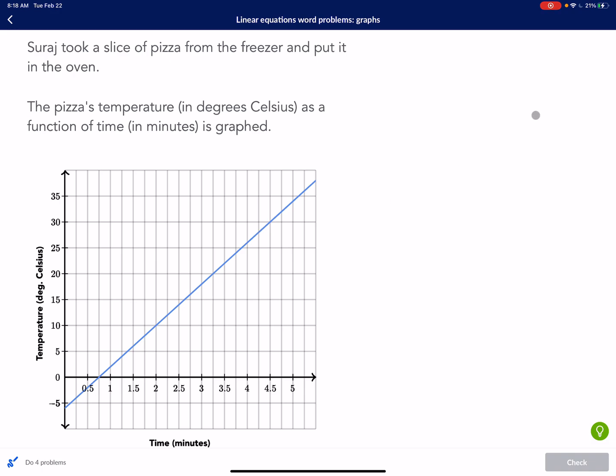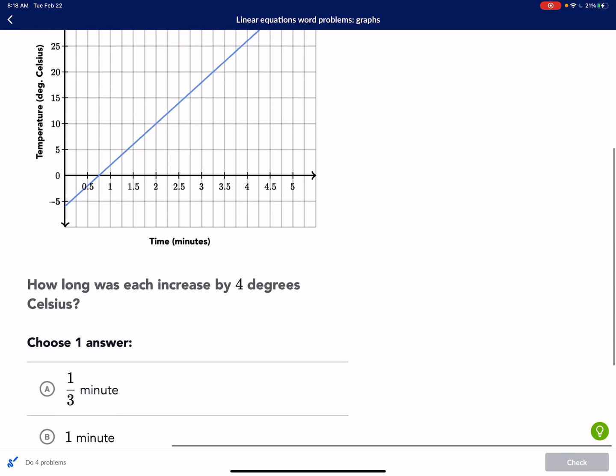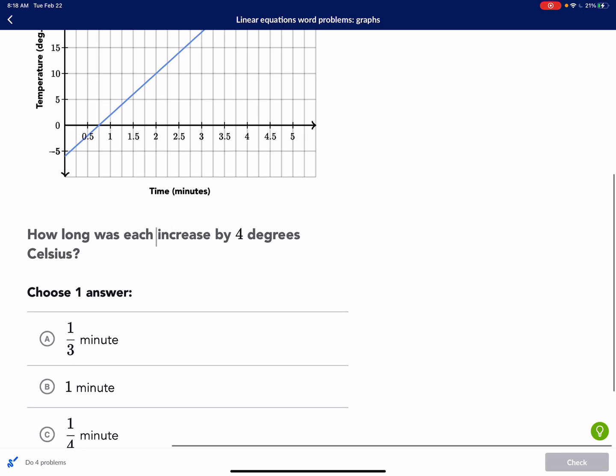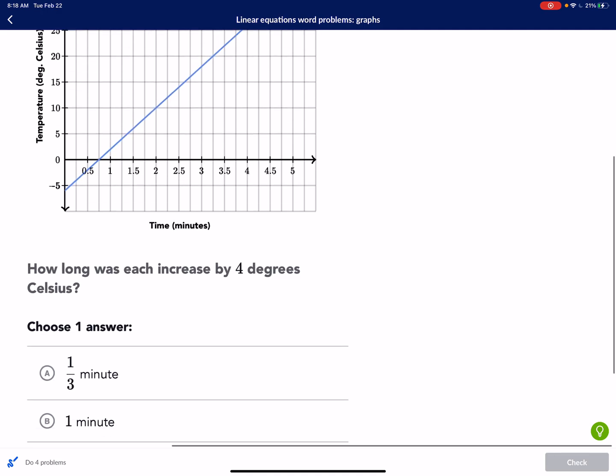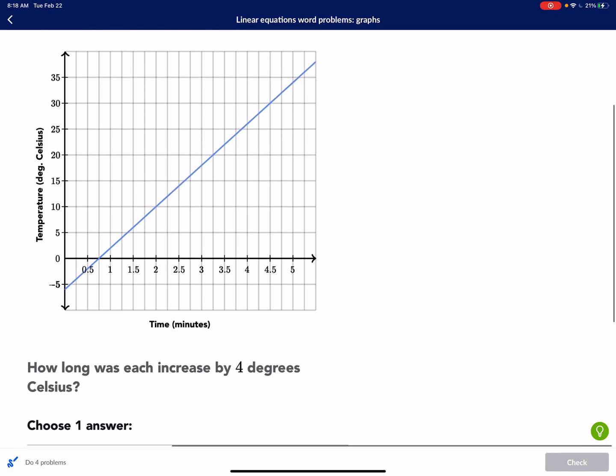It's a pretty complicated graph here, not complicated, but it uses decimals. So how long was each increase by 4 degrees Celsius? Let's take a look. Why don't we just find the slope first. Let's find the slope first.